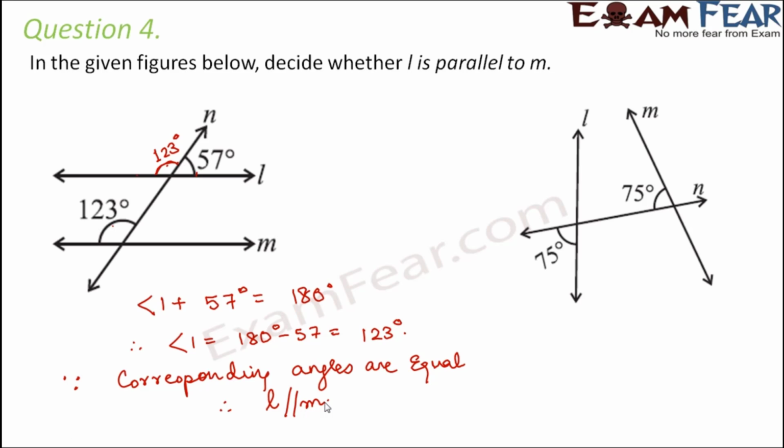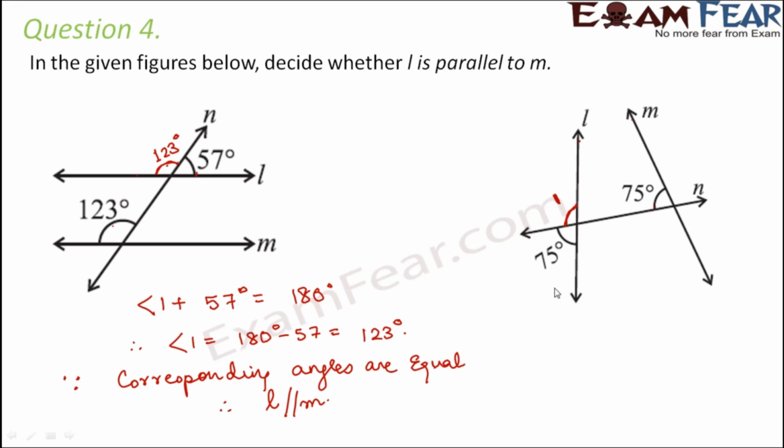Let us look at the next figure. So here we have to prove if L is parallel to M or not. By looking at the figure itself, we feel that they are not parallel, because you see the distance between them is changing. So they will not be parallel, but we have to prove that mathematically. So if these two are parallel, this would be the transversal. So for this 75 degrees, this would be the corresponding angle.